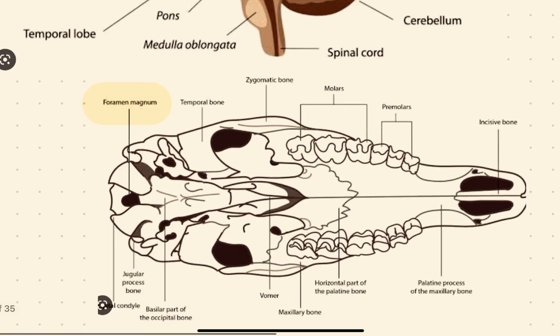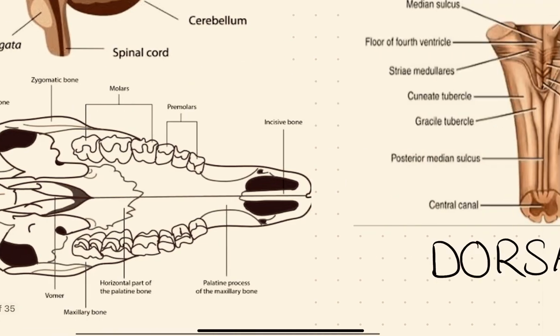The medulla is a continuation of the spinal cord, and it is separated from the spinal cord by the foramen which is present in the skull, known as the foramen magnum.